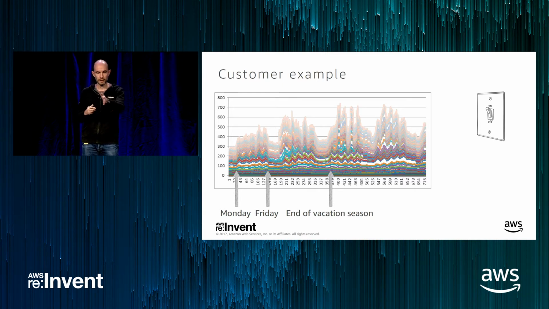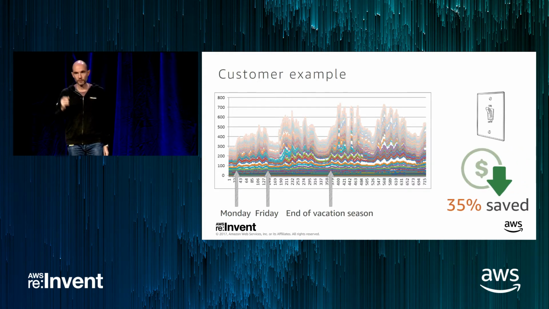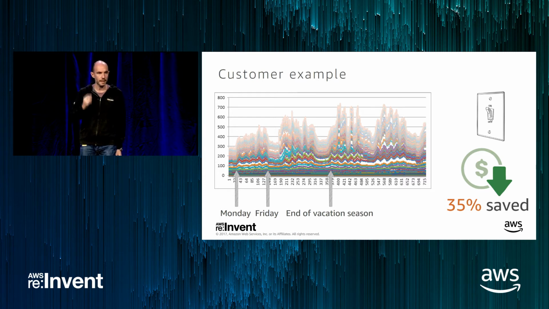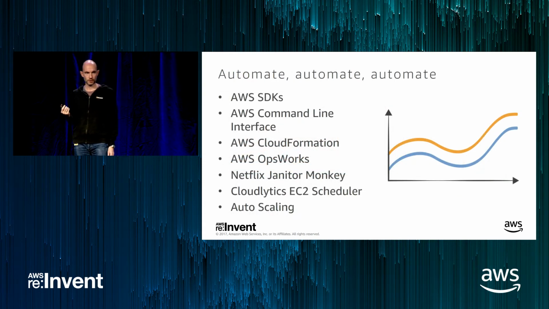You can even make out Mondays and Fridays and weekends and vacations. And in this case, 35% of instance usage can be saved simply by shutting down instances that are no longer used. And the key here is automation, right?